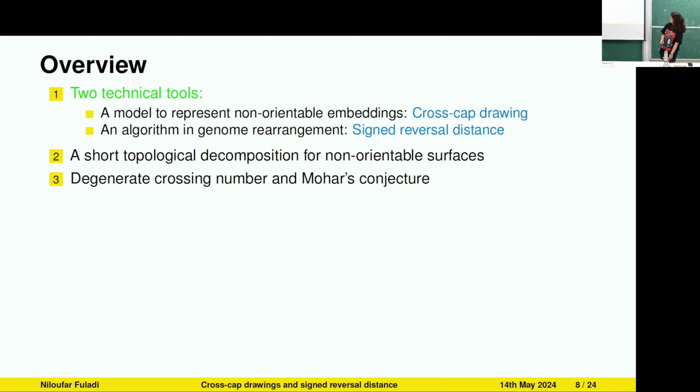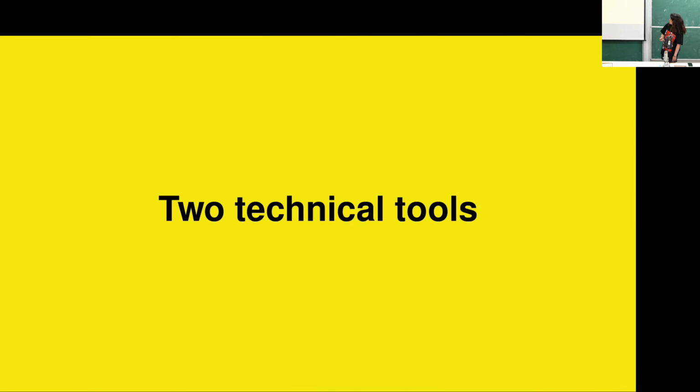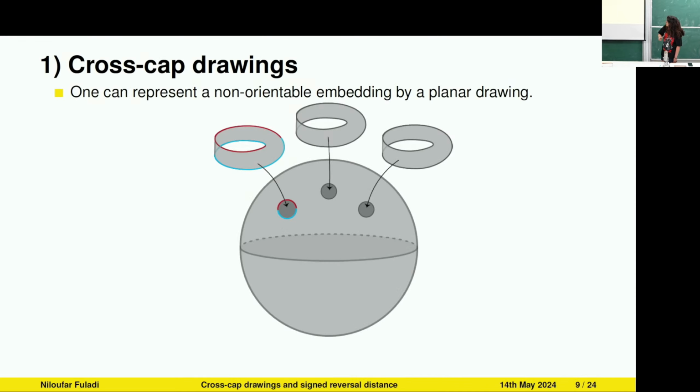Okay. Now let's start. Two technical tools. So the first one is cross-cap drawings. This is a very nice model to show the graph that is embedded on a non-orientable surface.